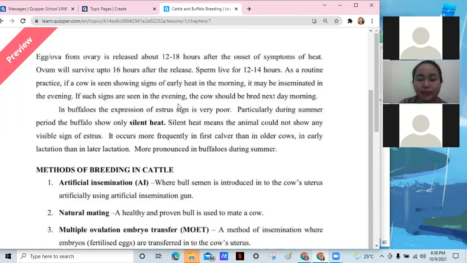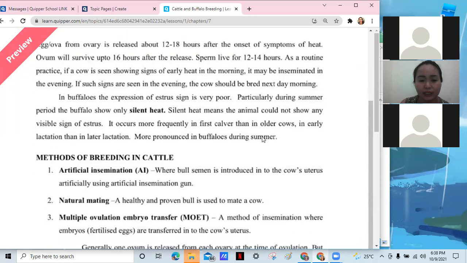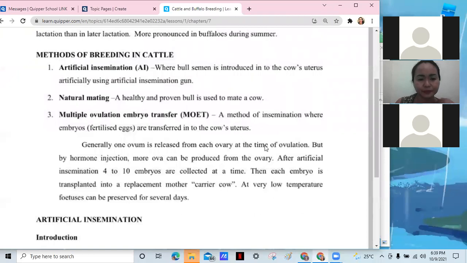And in buffalo, the expression of estrus sign is very poor. So, ito pa lang nabasa ko. And particularly during summer period, the buffalo show only silent heat. And silent heat means the animal could not show any visible sign of estrus, yung tanong kanina ni Lance. And it occurs more frequently in the first calver than older cows, no? In early lactation than in later lactation. So pag bata pa pag first time niya, dili kaya siya showy. And more pronounced in buffalo during summer kasi summer jud ang mura ka ng inhit sila.